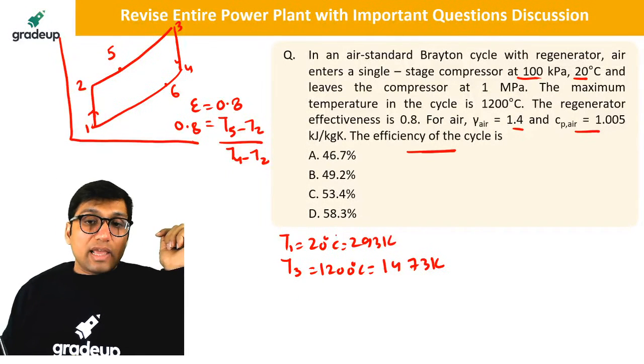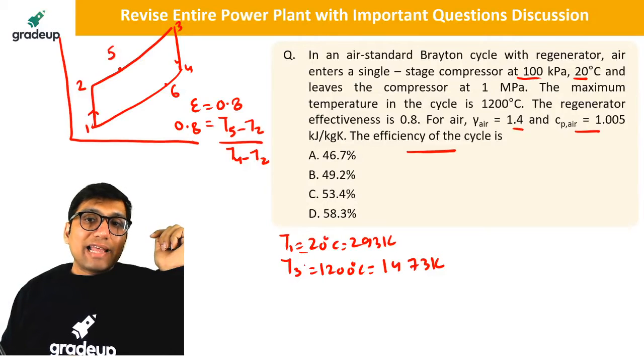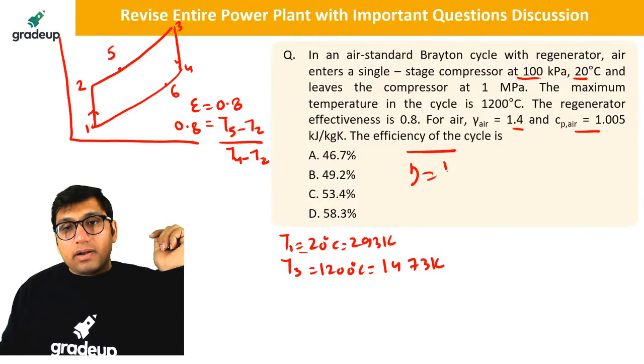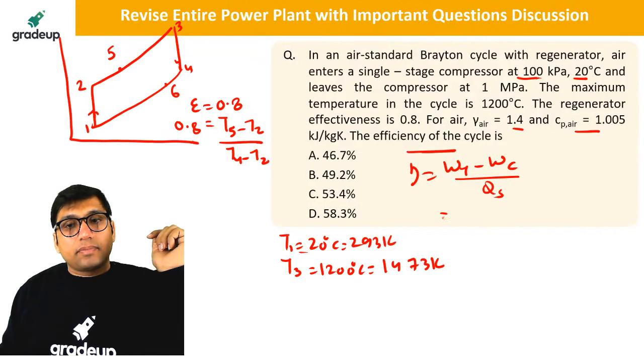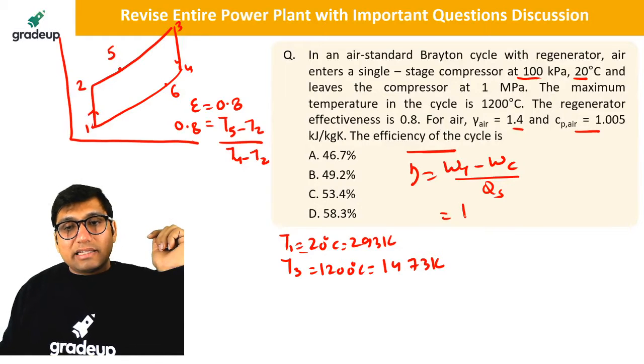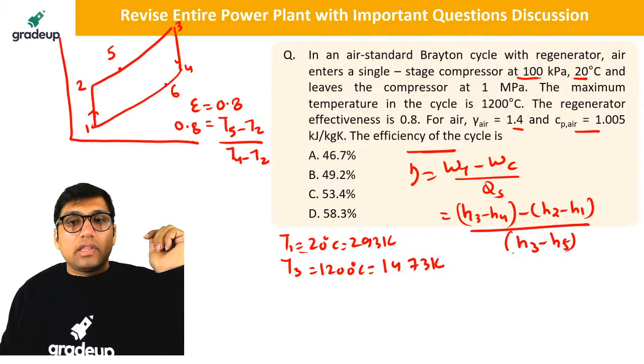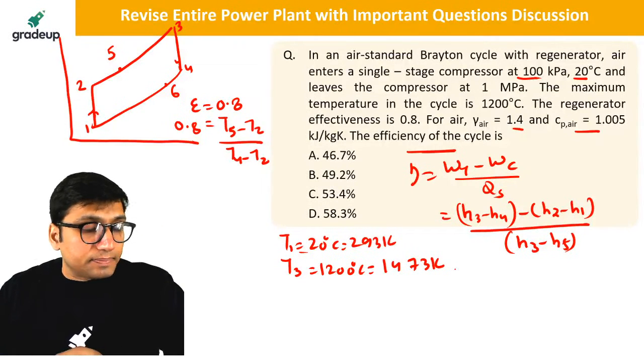So they have given the minimum and maximum temperature. How can you find the efficiency? Efficiency is equal to turbine work minus compressor work divided by heat supplied. Turbine work is H3 minus H4. Compressor work will be H2 minus H1. But what will be the heat supplied here? Heat supplied will be H3 minus H5 in this case.